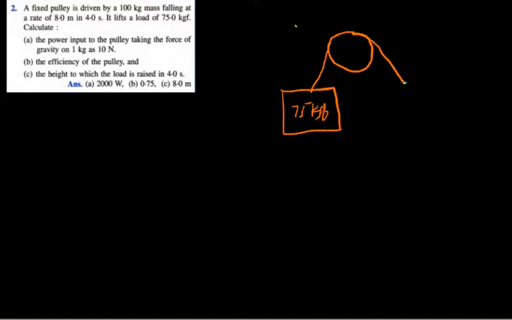So let's try to understand. We have a pulley. On one side of the pulley, we have a load. Now the load given to us is 75 kgf. And on the other side, where you apply the effort, we have a mass. Now remember, the mass is falling down due to gravity. This is a mass of 100 kg, and it is falling down at the rate of 8 meters in 4 seconds.